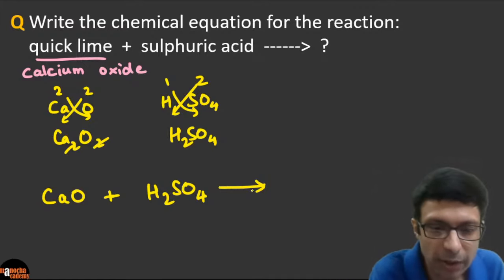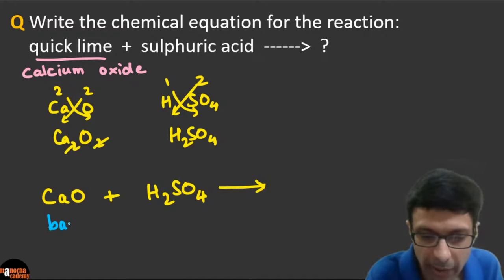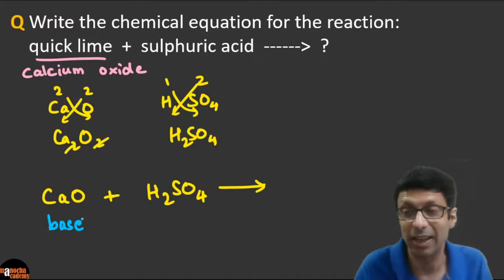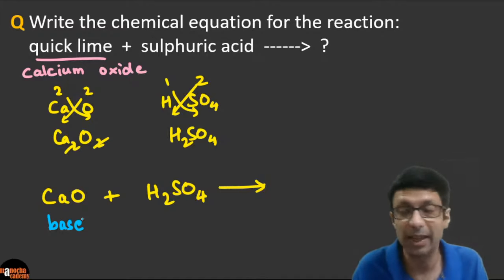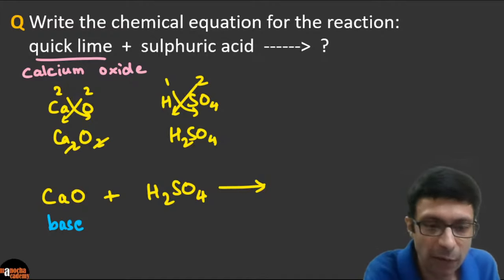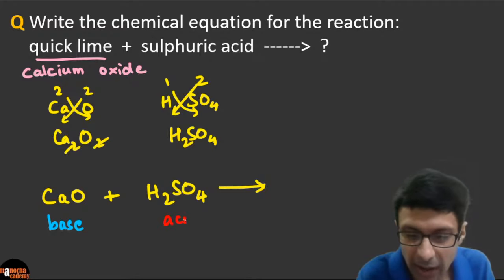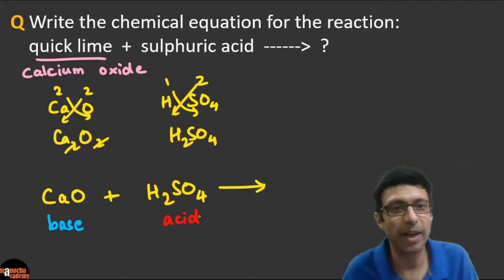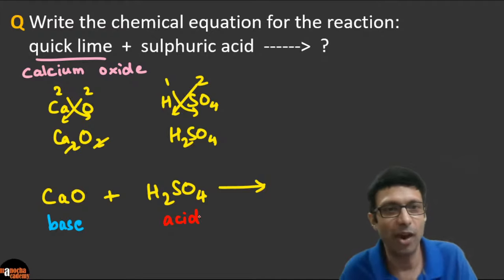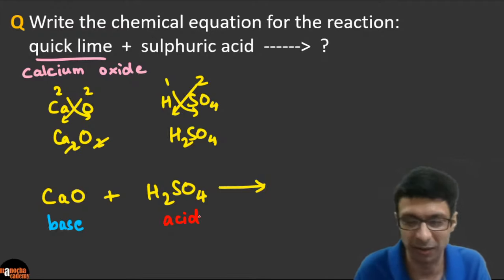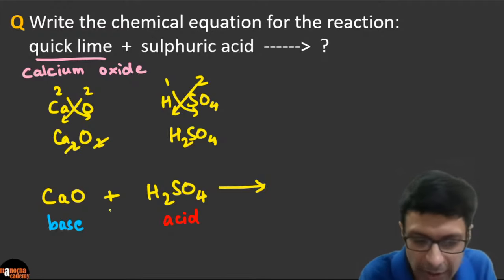So what is calcium oxide? Calcium oxide is a base, right? Metallic oxide. Calcium is a metal, oxygen. Metallic oxide, it's a base. Sulfuric acid, guys, is an acid. And what does a base plus acid give? Very good. Salt and water, right? Excellent, guys. Excellent. You guys are awesome.